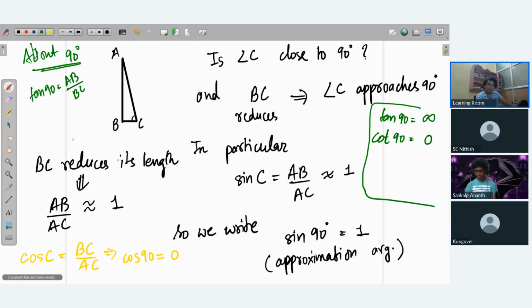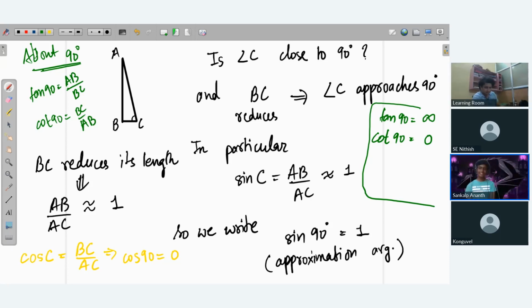Okay. Similarly, what is cot 90 in the picture? Sir, cot 90 is reciprocal of 0. How is it 0, sir? How is it reciprocal? It should be 1 by infinity, right? See, look at the picture. What is cot 90? Base over perpendicular, right? Base is BC and perpendicular is AB. So cot 90 is BC, which is 0, divided by AB. So numerator is reducing and denominator is fixed, so it will approach 0.